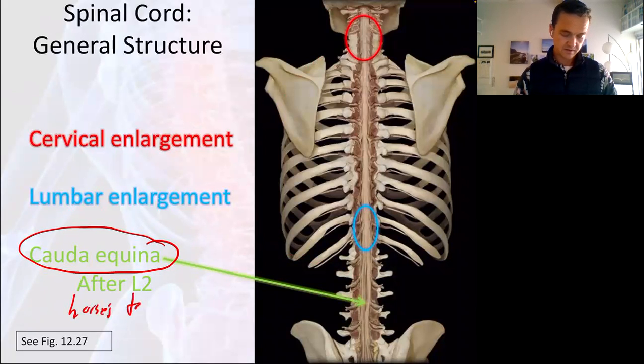which means the horse's tail. Because if you've seen a horse's tail, it kind of comes down and spreads out. That's kind of how the spinal cord becomes at that point. It's not called the spinal cord, it's called the cauda equina. And you can see there how it's spread out. It looks like these long, thick bands.